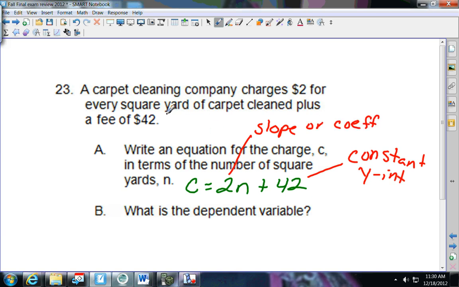Now, it says, what is the dependent variable? Remember, dependent is the same as the y. If I use x and y right here, I'd have y, and an x would go right here. Y matches up with the C. The C is the charge, so the dependent variable would be C, which represents the charge. Or I should say the total charge. But it asks you for the variable, which is C.